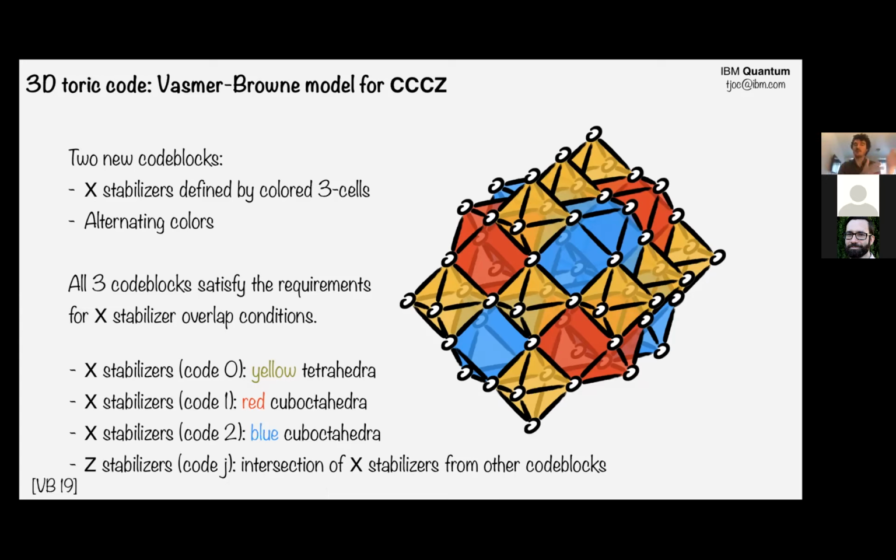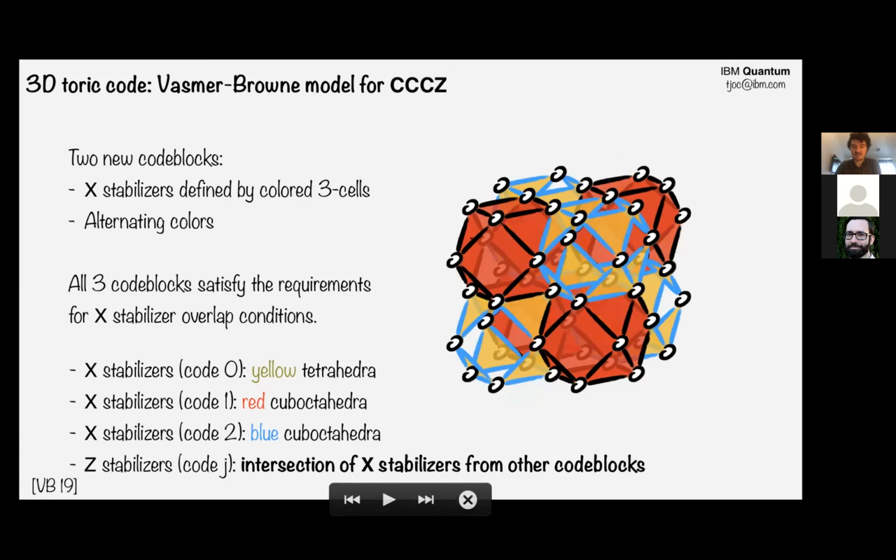The X stabilizers for one code are going to be the red. Actually, if you look at these objects, they're cube octahedra. And the second code block is going to be the blue stabilizers. Okay, and so these are weight 12 stabilizers. And the Z stabilizers of a given code block will be given by the intersection of X stabilizers from the other two code blocks. So if I look at the red code block, its X stabilizers are these red cube octahedra. And if you look at the intersection of a yellow Z stabilizer and a blue Z stabilizer, that gives these weight 3 faces.